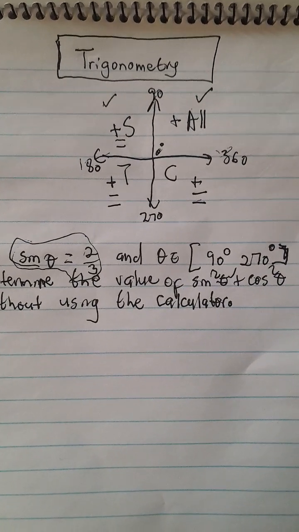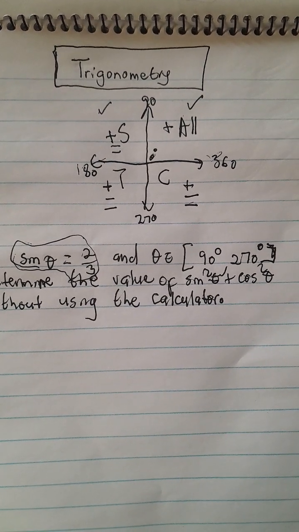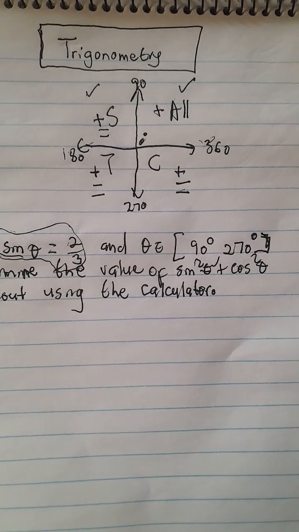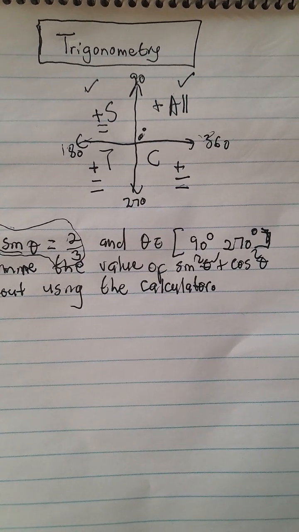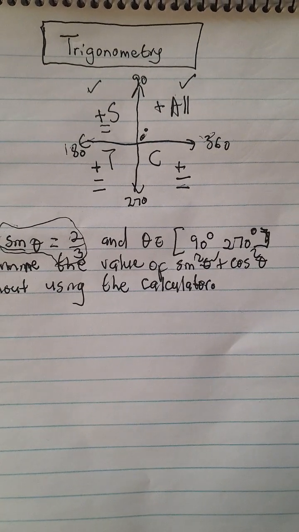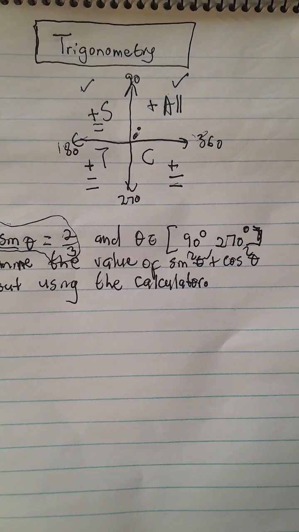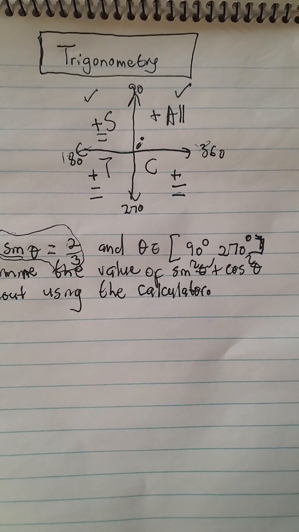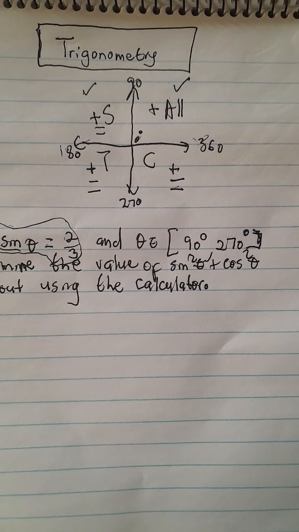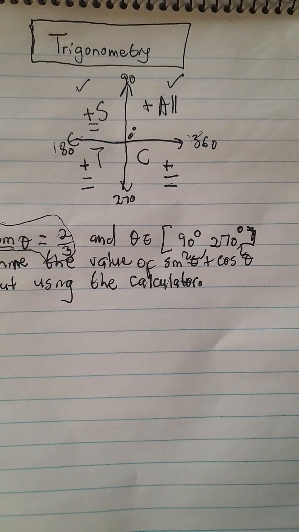Then you are told that theta is between 90 and 270. I won't rush, guys, because I don't want to crash. We are told that theta is between 90 and 270. This means that since we have said that sine is positive in the first and second quadrants, we will have to put ticks there.